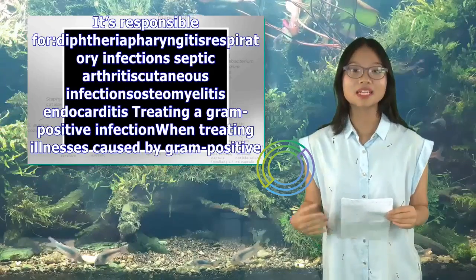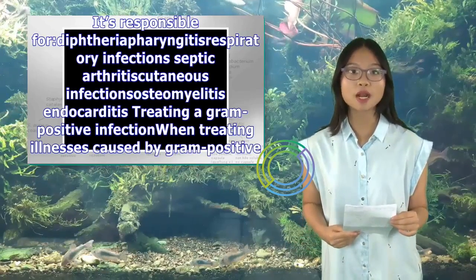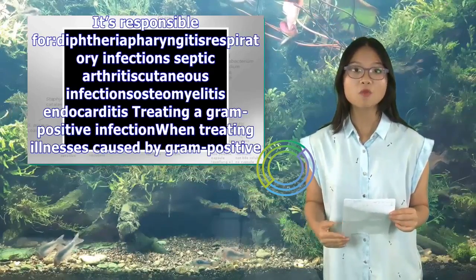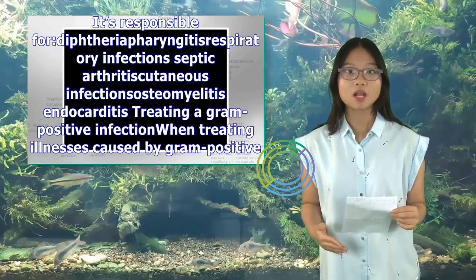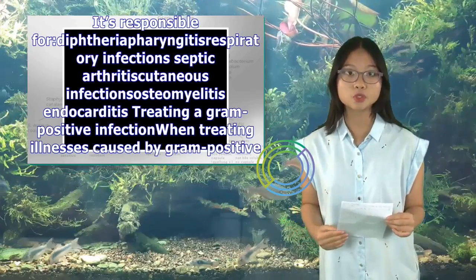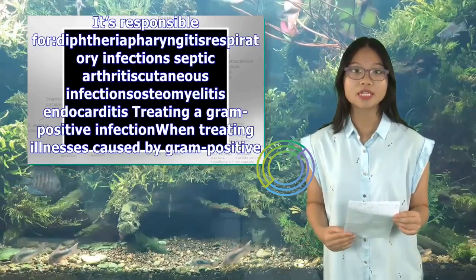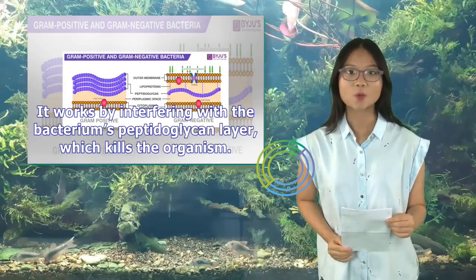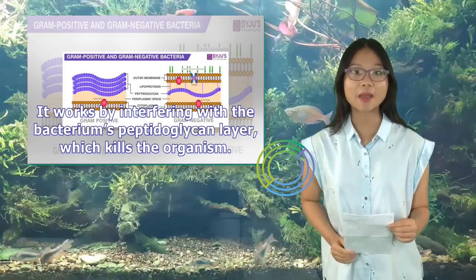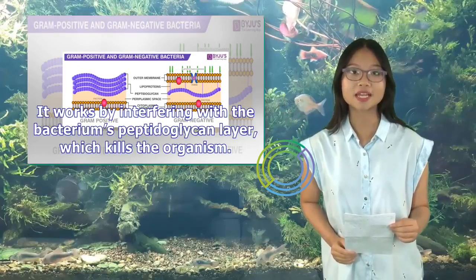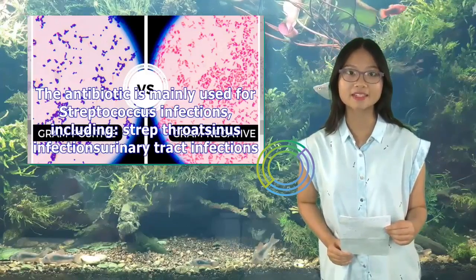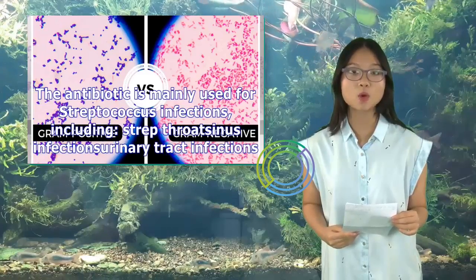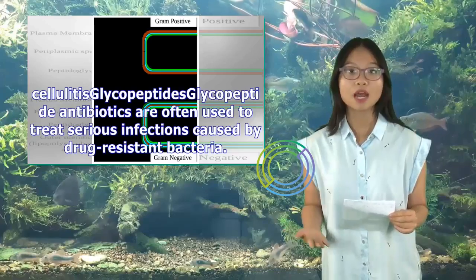Treating a gram-positive infection. When treating illnesses caused by gram-positive bacteria, the best option depends on the type of bacteria, antimicrobial resistance, and whether the bacteria forms toxins. Common treatments include penicillin. Penicillin is a common antibiotic that's used for a variety of infections. It works by interfering with the bacterium's peptidoglycan layer, which kills the organism. The antibiotic is mainly used for streptococcus infections, including strep throat, sinus infection, urinary tract infections, and cellulitis.